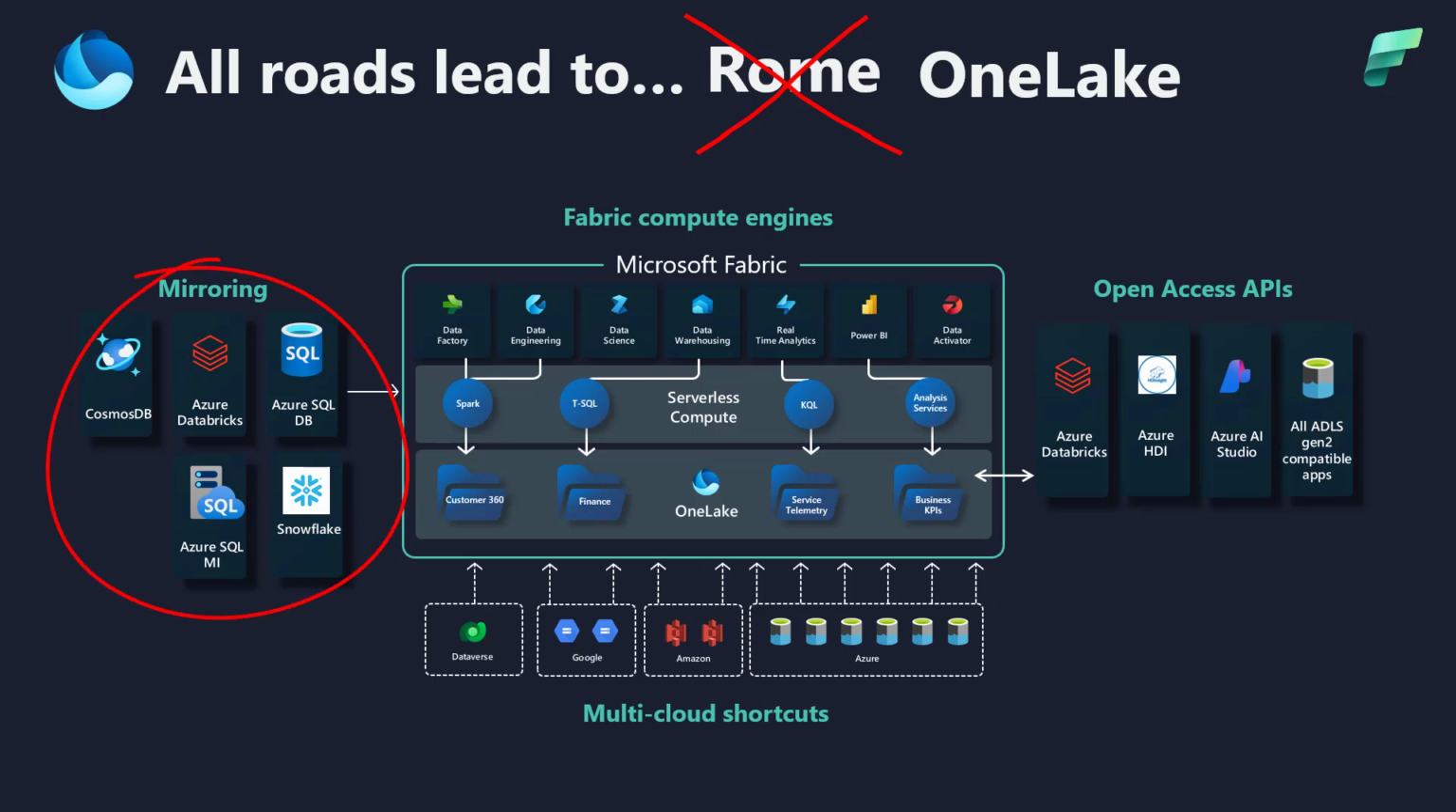On the left-hand side, you see the concept of mirroring. Mirroring is the feature that enables avoiding creating complex ETL processes. Mirroring allows you to create a real-time replica of the data in Fabric, and this data originally comes from data sources that are outside of Fabric. Currently, supported data sources for mirroring are Cosmos DB, Azure Databricks, Azure SQL DB, Azure SQL Managed Instance, and Snowflake. The real-time replica will be created in a Delta Parquet format, so all the mirrored data can immediately be leveraged in combination with other Fabric workloads.